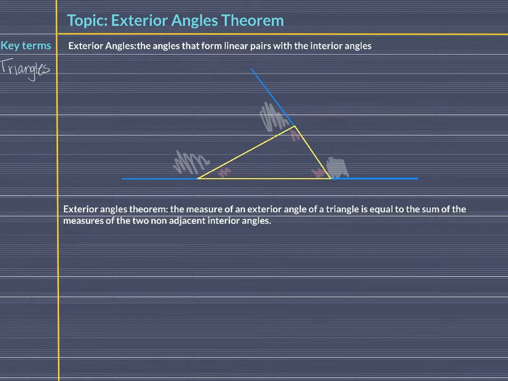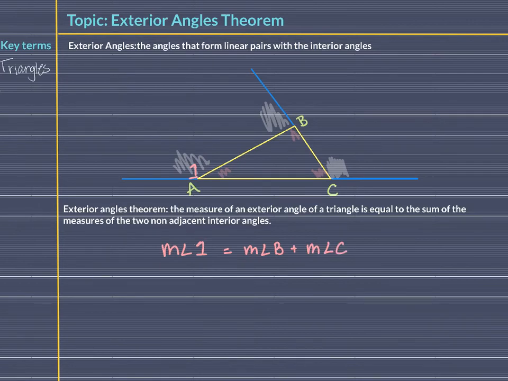So if we look at our example above, I'm going to name each of our angles A, B, and C. And the exterior angles theorem says that if we name one of these angles, let's say we call this angle 1, the measure of angle 1 is equal to the measure of angle B plus the measure of angle C.